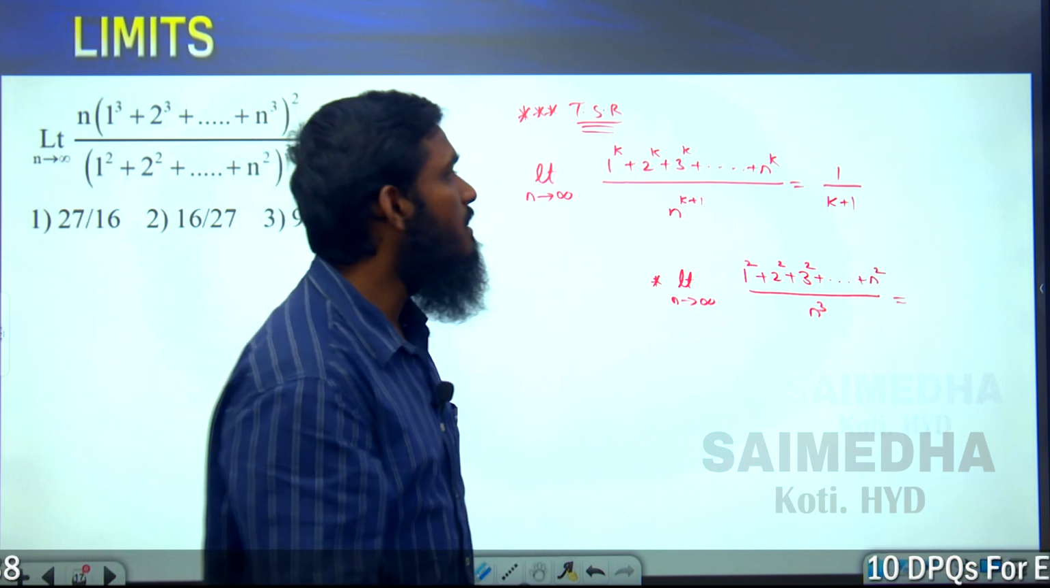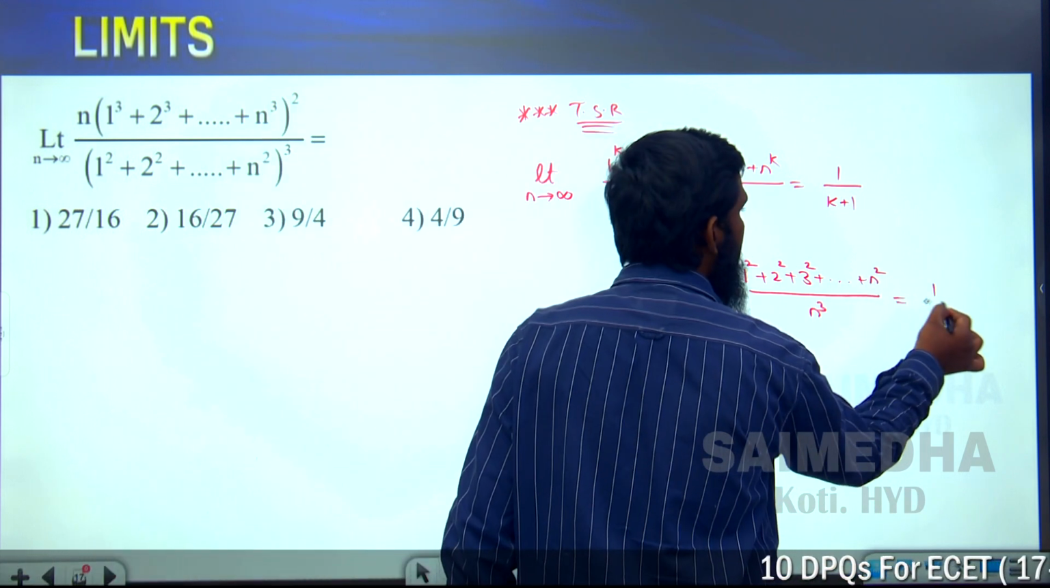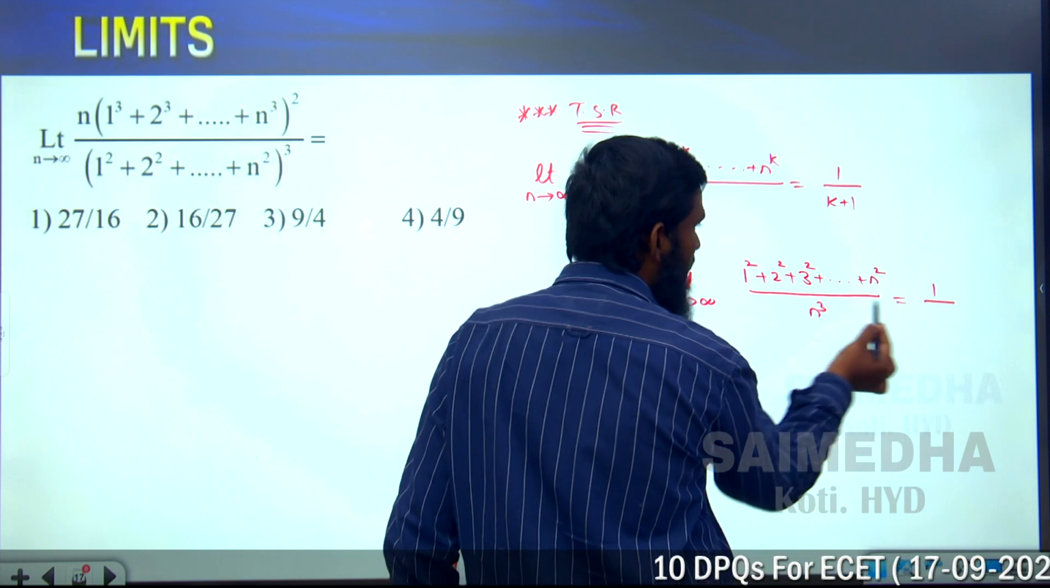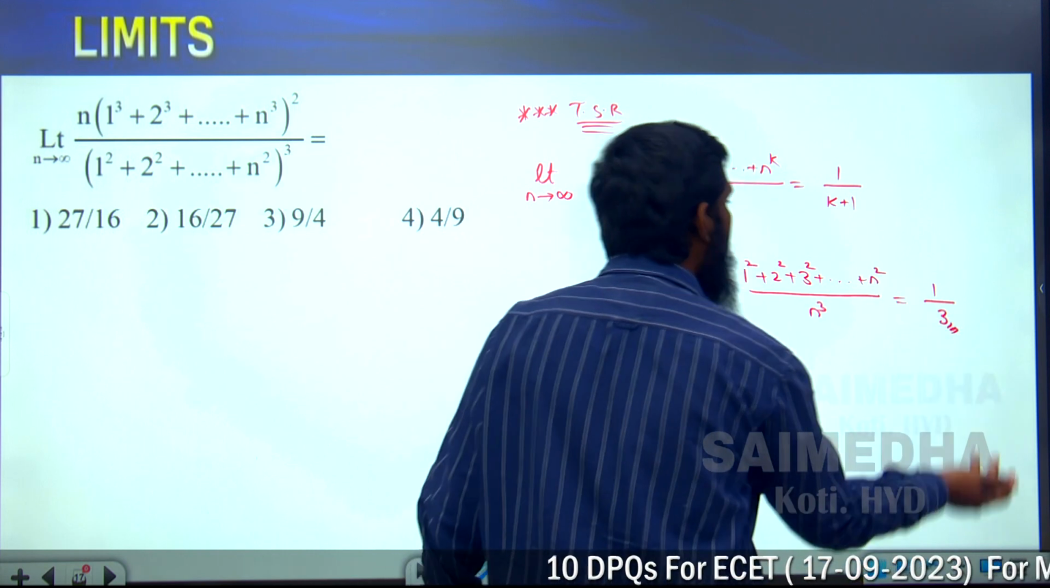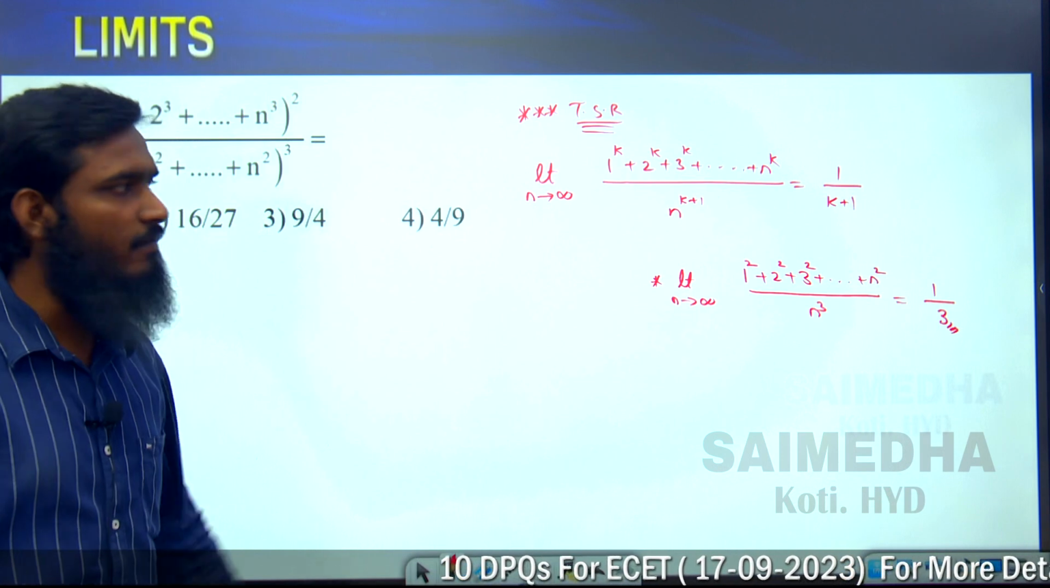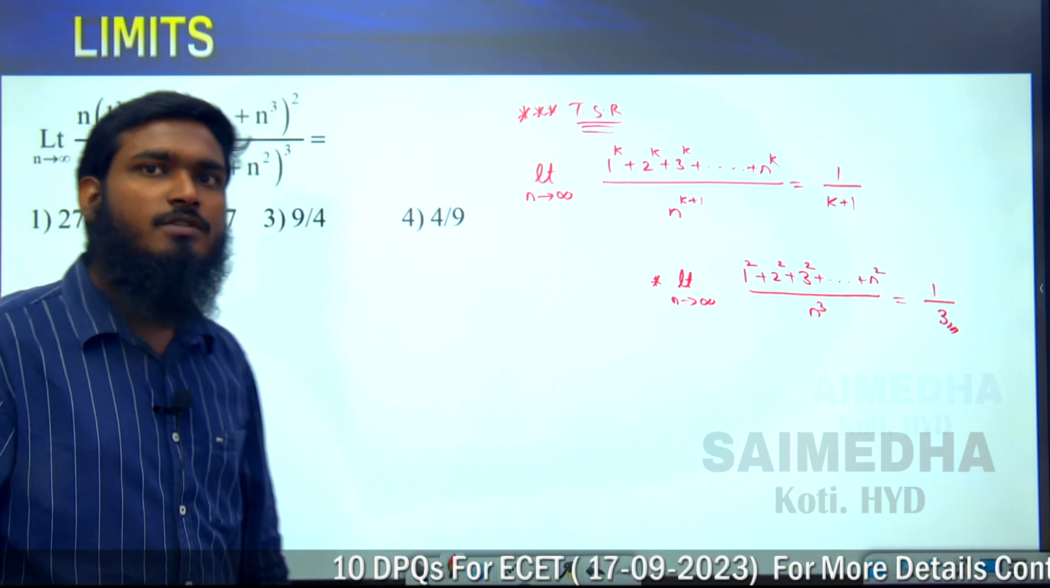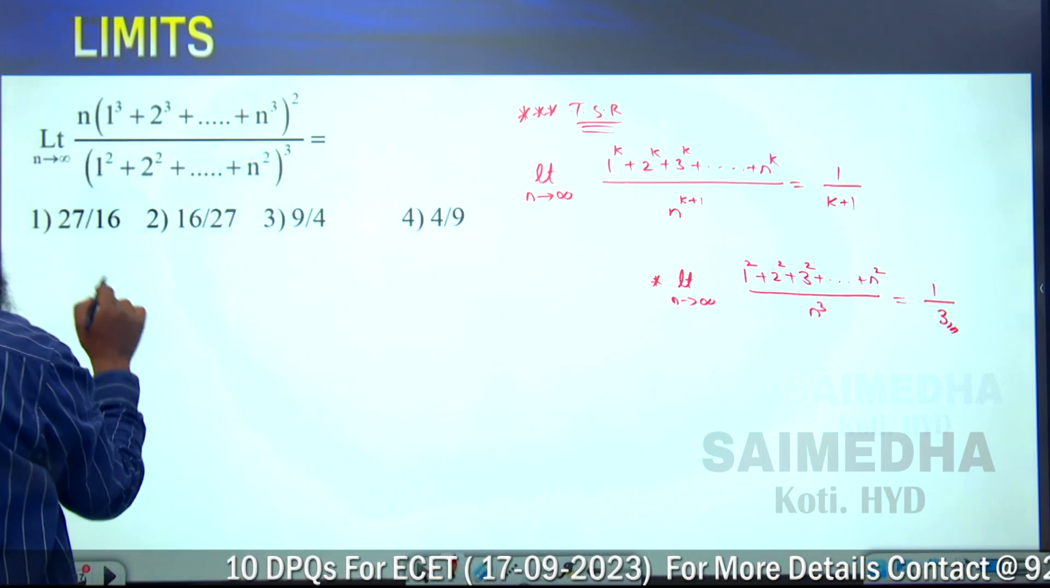So how do we write the answer? 1 divided by the denominator power. That denominator power we have to write. That's it, a simple concept: 1 by 3. Is it clear? So let us apply this same concept over here also.